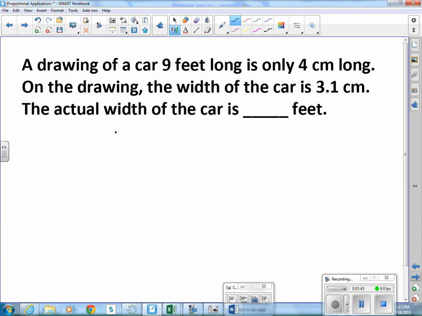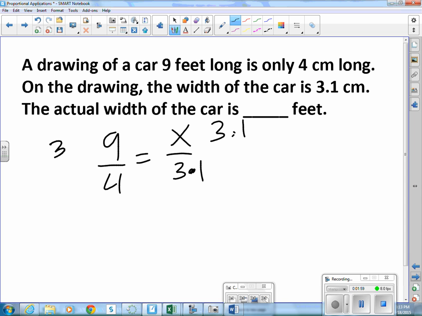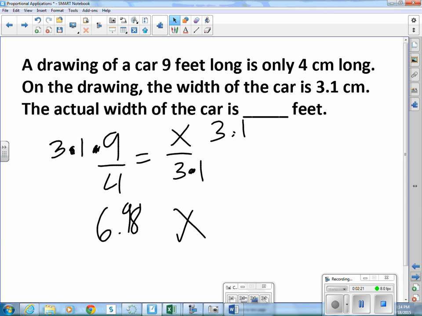So let's compare the actual to the drawn and the actual to the drawn. They should be in the same proportions. And so let's just solve. 3.1 times 9 and divide by 4. And that gives us that the width of the car is 6.98, 6.98 feet. So it must be like a Hummer.